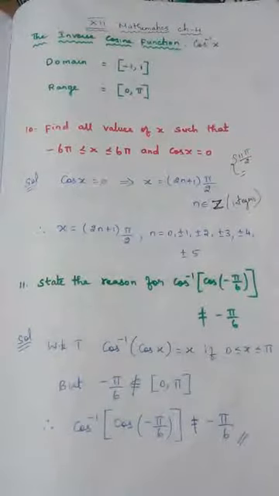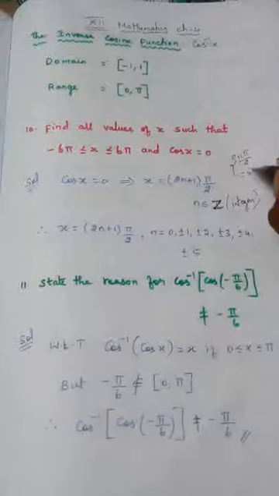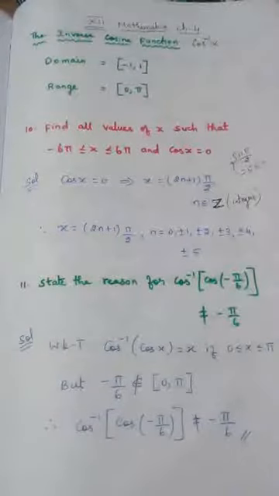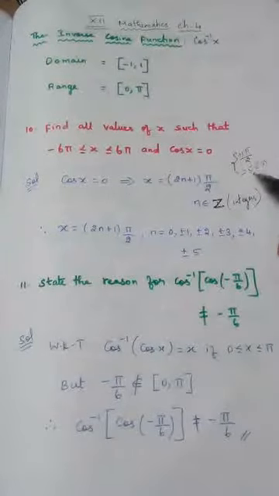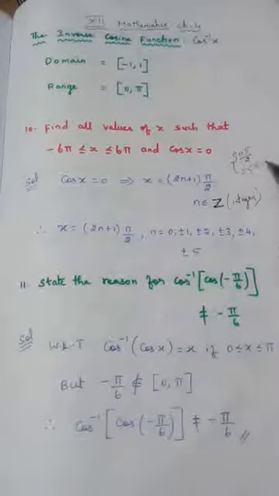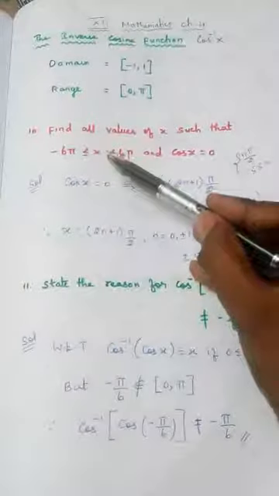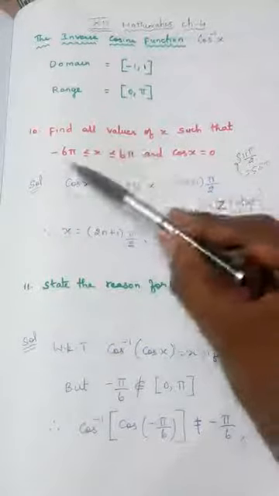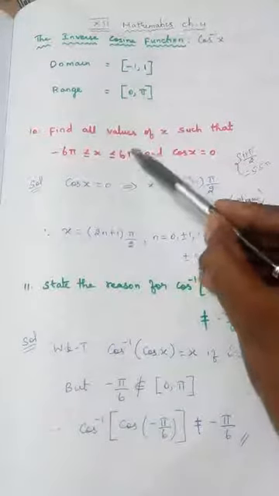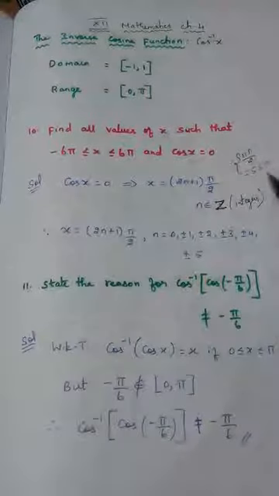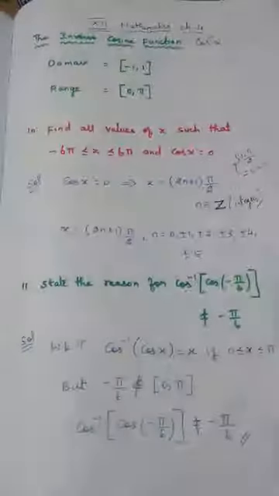11, it will become 5.5 pi. For example, 11 by 2 is 5.5 pi. This 5.5 pi will definitely lie within this limit, because we can go up to 6 pi. So this 5.5 is within the limit.